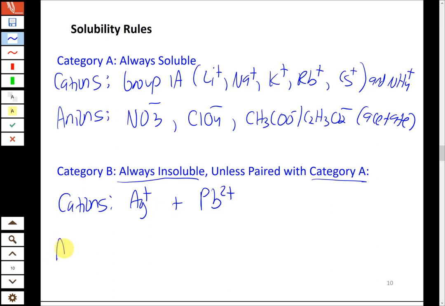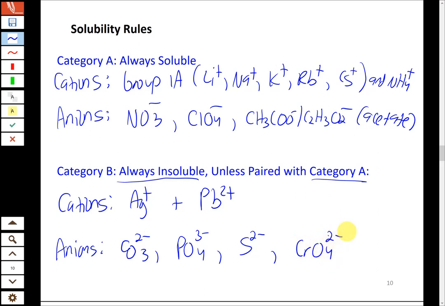And then for the anions that fall into this category, you would have carbonate, and some of these are more common than others. So you'll see lead and silver all the time. You'll see nitrate all the time. Carbonate you'll see sometimes, phosphate sometimes. Sulfide is a pretty common one that's usually insoluble, and then chromate, that one we'll see all the time.